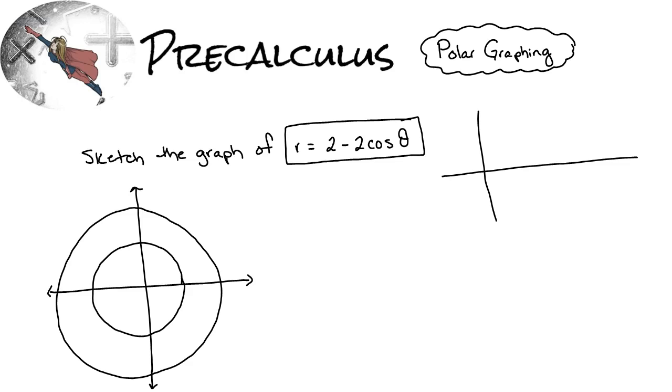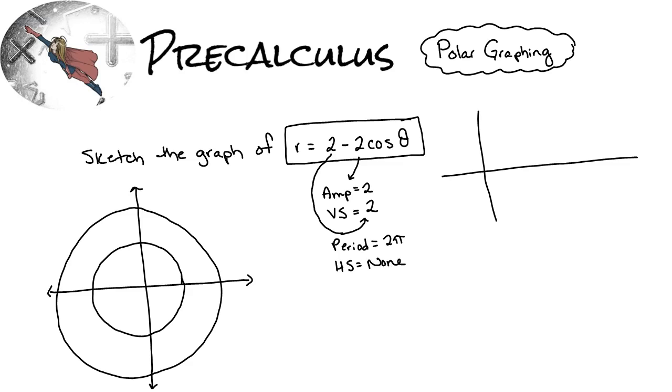So with 2 minus 2 cosine of theta, the amplitude is 2. This number here is a vertical shift of 2, and it's just cosine of theta, so the period would equal 2 pi, and there isn't any horizontal shift.